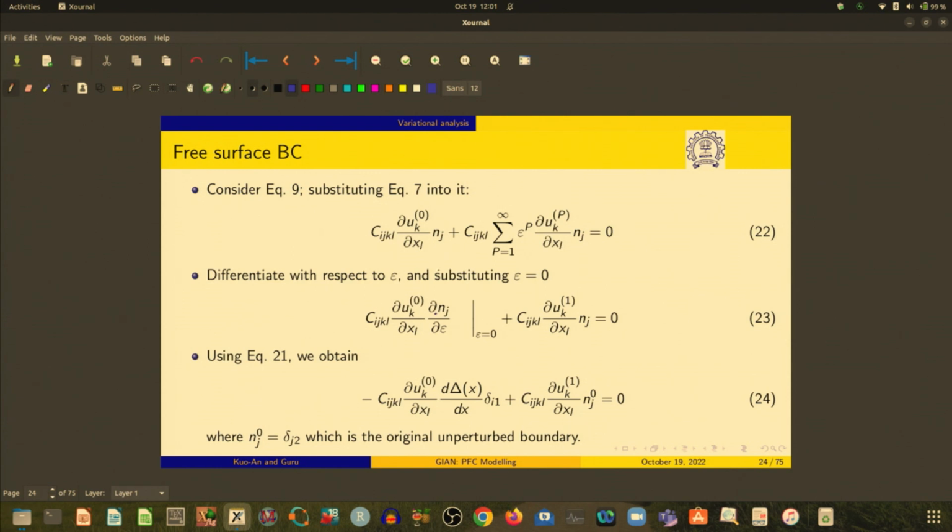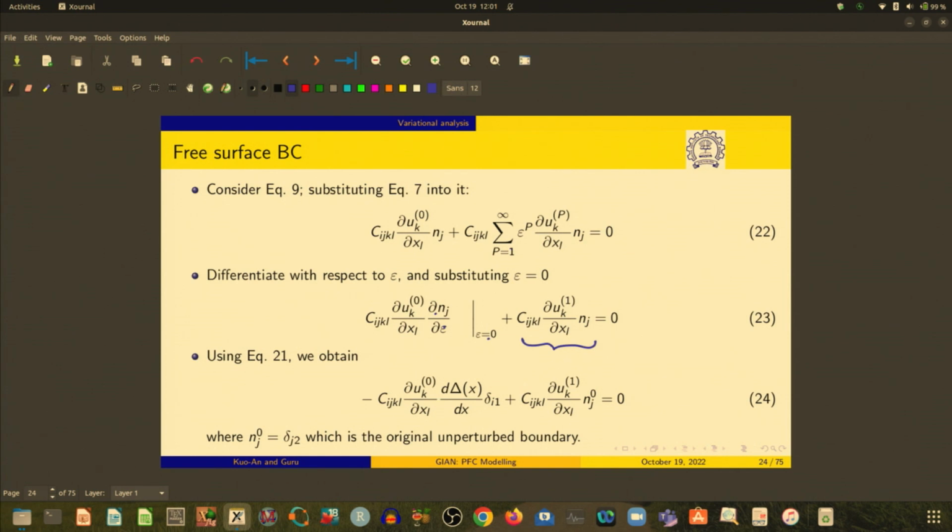You get dou nj by dou epsilon here, which has to be evaluated at epsilon equal to 0, and now you differentiate this with respect to epsilon. Epsilon power 1 will give you a term, all the others will give you epsilon squared, epsilon cube, etc. And because I am substituting epsilon equal to 0, all those terms will go to 0. So, only the first order term survives here. Do you see that? Right?